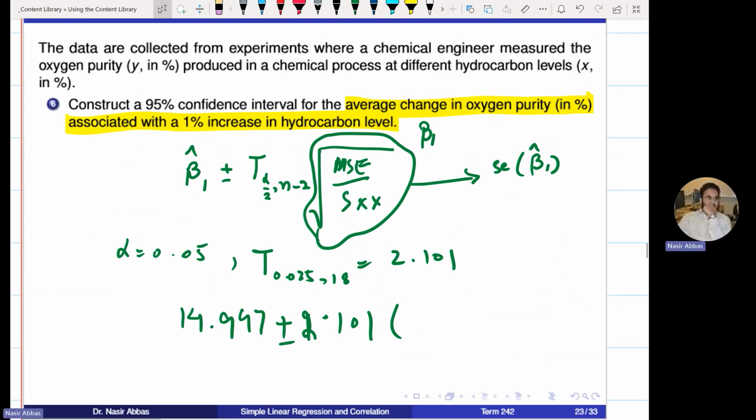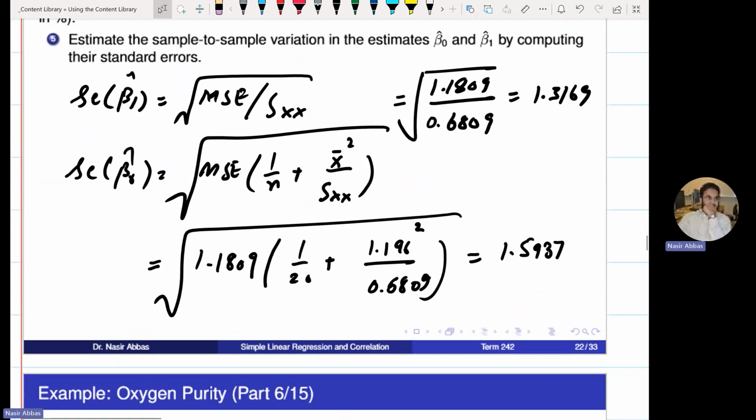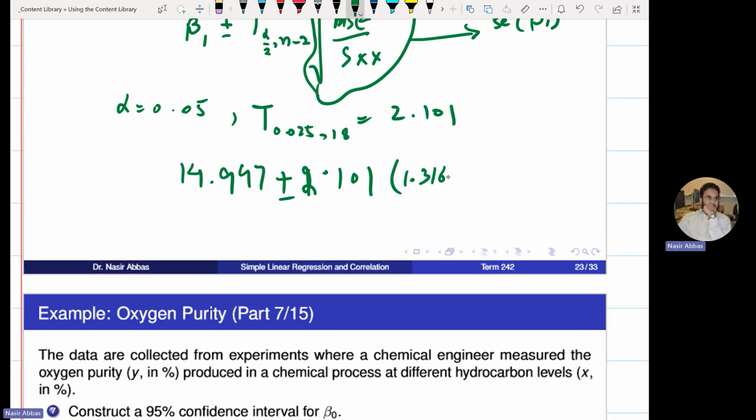You don't need to plug everything in the formula now. Although you have MSE and SXX, in the previous part you found the standard error of beta 1 hat using that formula, the square root of MSE over SXX, and you found it to be 1.3169. So now use it. 1.3169. And this comes out to be 12.1802 and 17.7138. What will I say about this confidence interval in terms of interpretation?